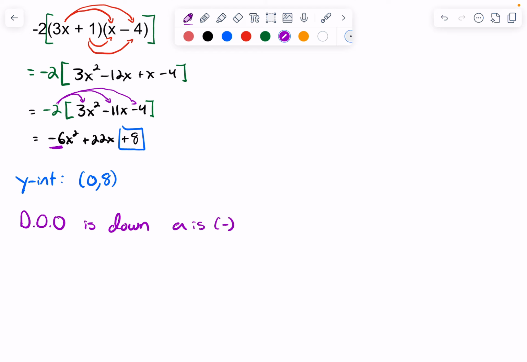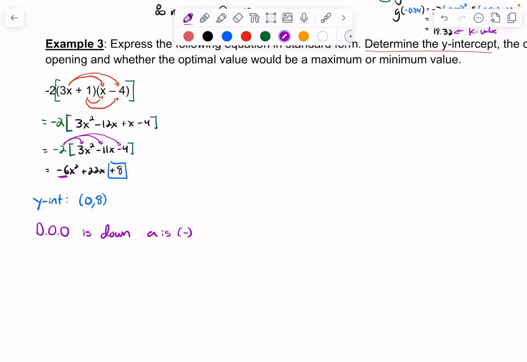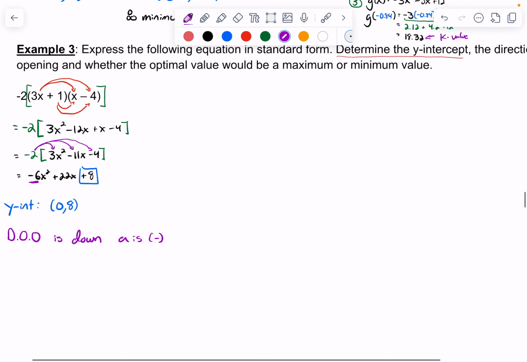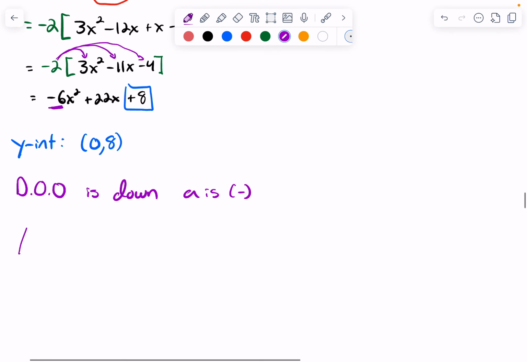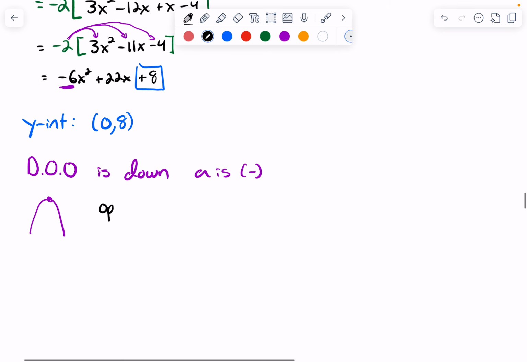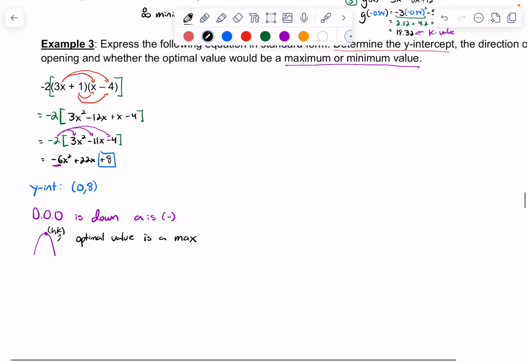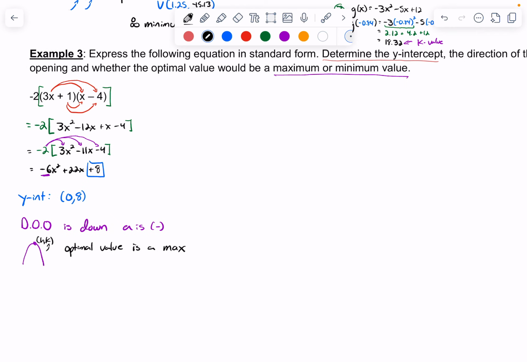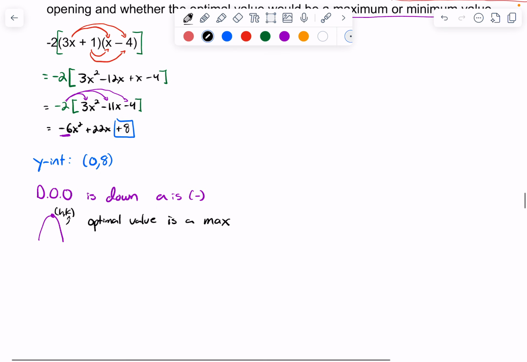A is negative. And whether the optimal value be a maximum or minimum, well, if we're opening down, that means our parabola looks like this. So the optimal value, right? Remember, this will have an h and a k. This is the optimal value. The optimal value is a max. We don't actually have to calculate k because it's not asking for it. It's just whether it would be a max or a min. So in this case, it'd be a max because it's opening down.